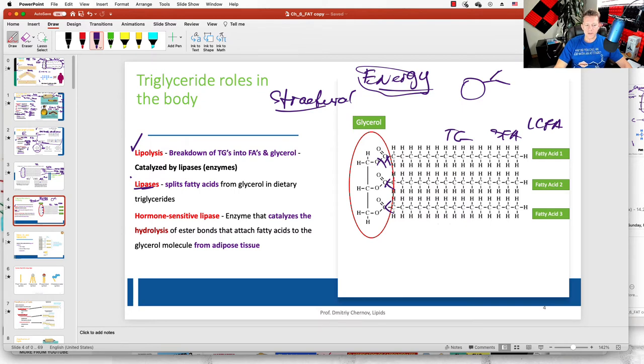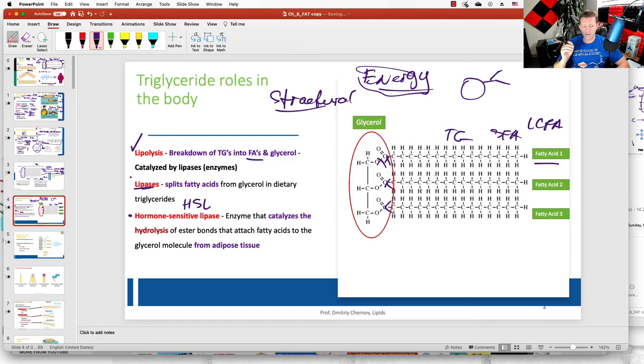So what is lipolysis? The lipolysis is the process of breaking down fats, right? Breaking down triglycerides into fatty acids, or I would say free fatty acids, and glycerol. And this is catalyzed by the enzyme lipase. Acids from glycerol and dietary triglycerides. So there's another molecule, hormone-sensitive lipase. That's an enzyme that goes through hydrolysis, hydrolyzing. Remember, the water participates in separation.